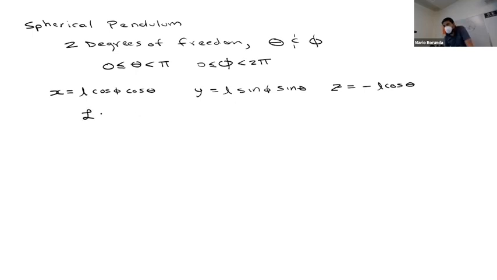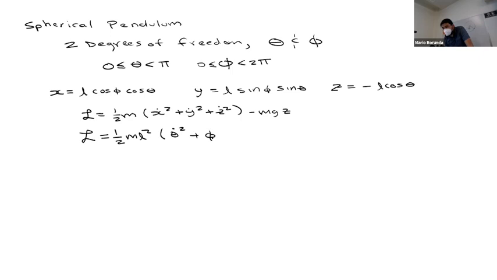So if we write the Lagrangian, we're going to have the usual one, right? 1/2 m, and then here I would have x dot squared, y dot squared, z dot squared, minus mgz. Or if I write it in the coordinates for my degrees of freedom, for my generalized coordinates, I get 1/2 m L squared, theta dot squared plus phi dot squared sine squared theta, plus mgL cosine theta.